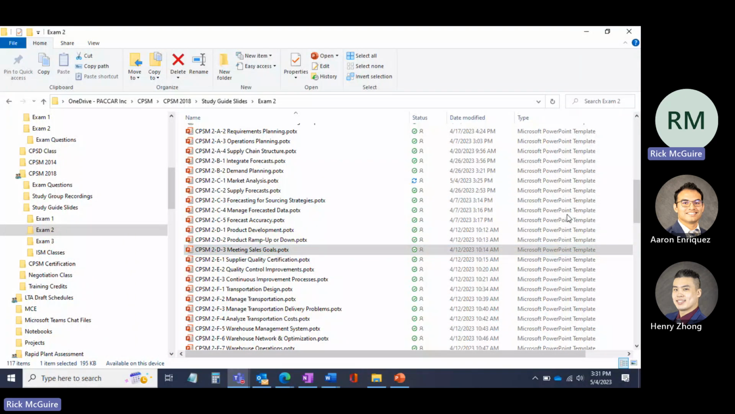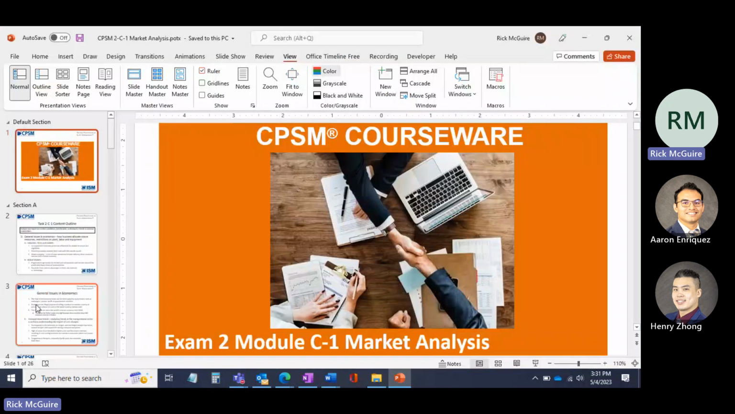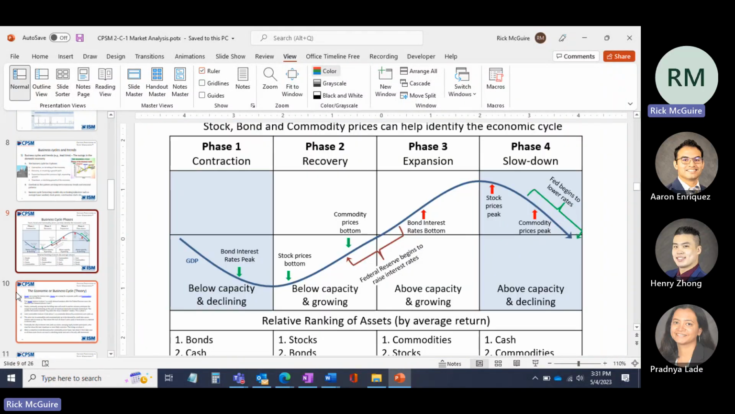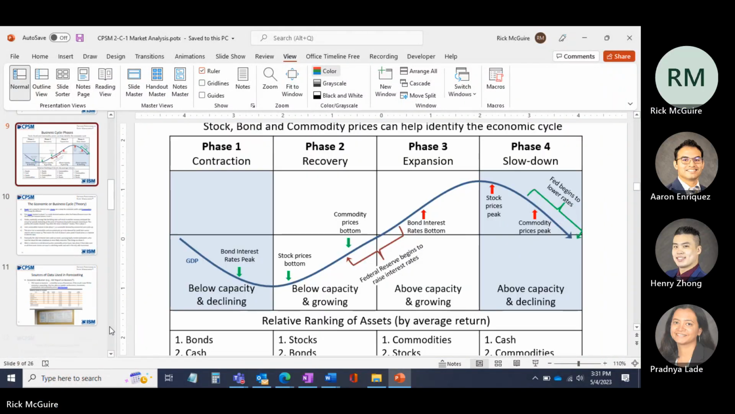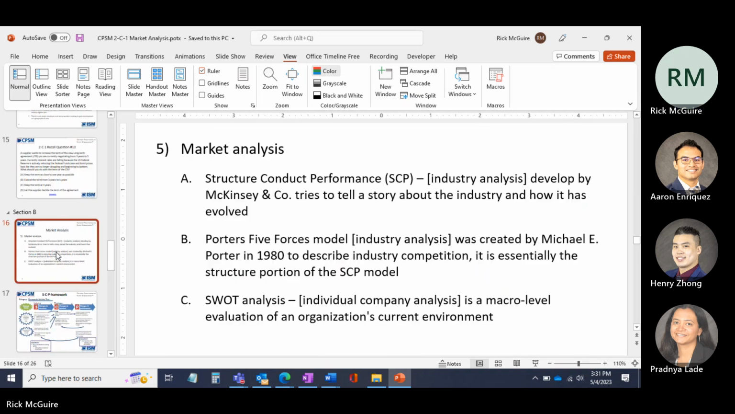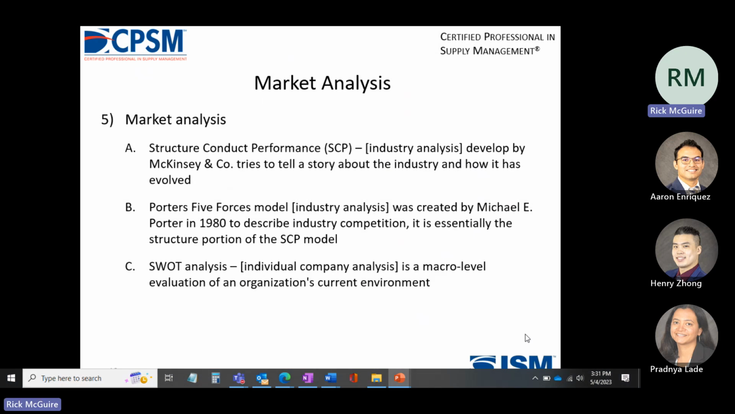All right, so we're going to pick up with where we left off yesterday in market analysis. So we covered macroeconomics yesterday. Today, we are going to cover industry analysis. So there's a couple of things to do with industry analysis.